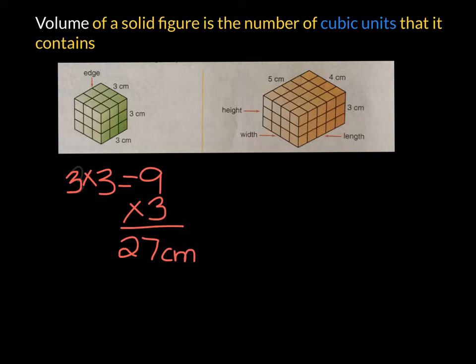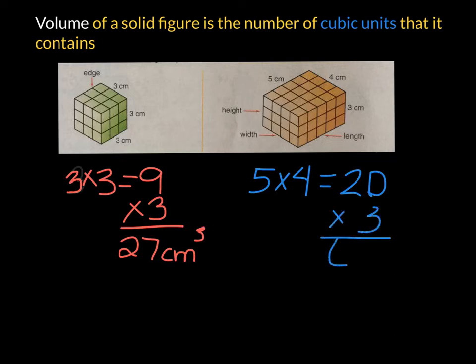Now for this larger one, we see this top layer right here. It's 5 by 4. So we would multiply 5 times 4 equals 20. Then there are 3 different layers of those, so times 3. That would be 60, and again our units are centimeters, and for volume it's cubed.